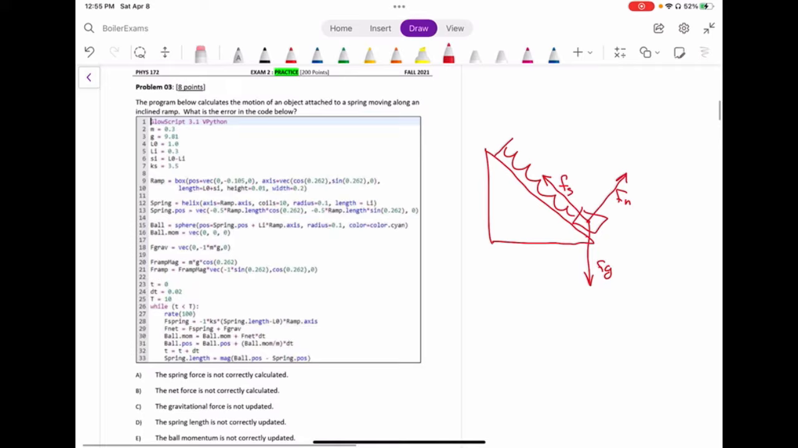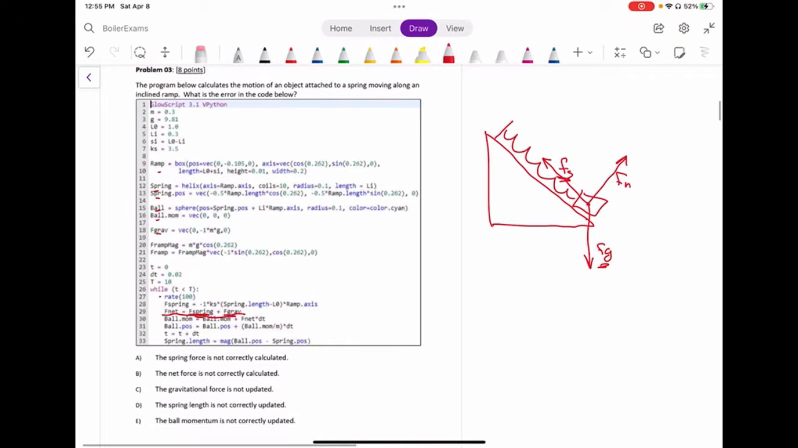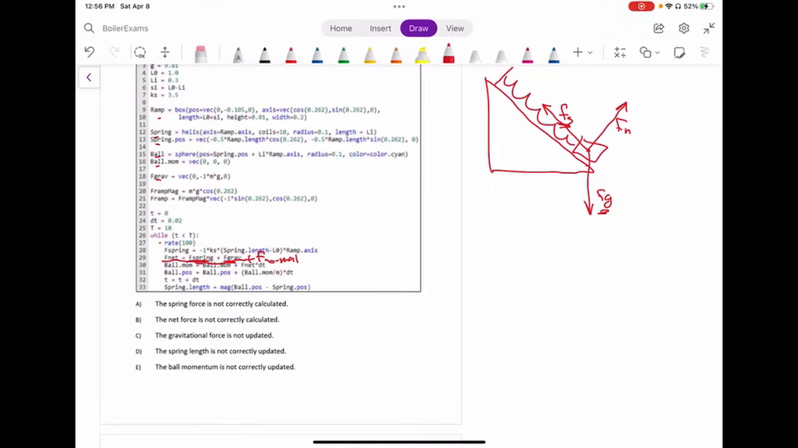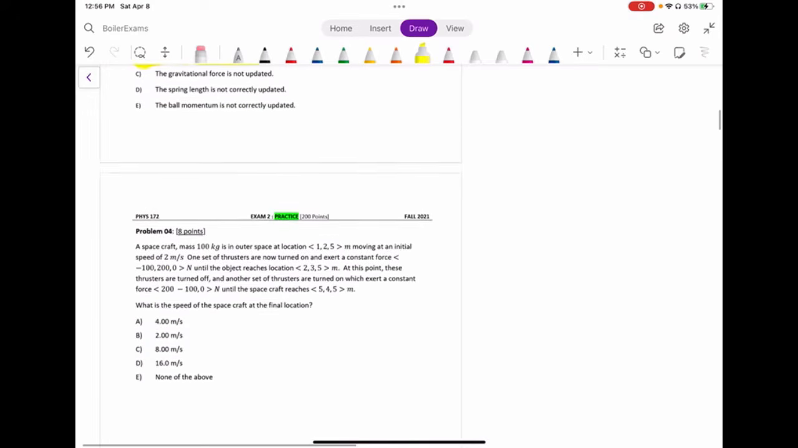So if we go through line by line, some of these look okay, they look decent, they look good. And then when we get down to this line, we notice there's an F spring, that's good, we had that. There's an F gravity with that one, but they don't have the normal force. They need a plus F normal. So that looks like an issue right there. And that corresponds to B, which is correct.